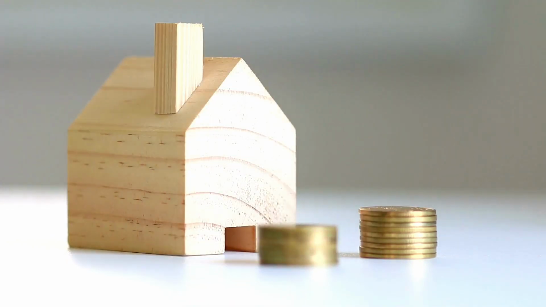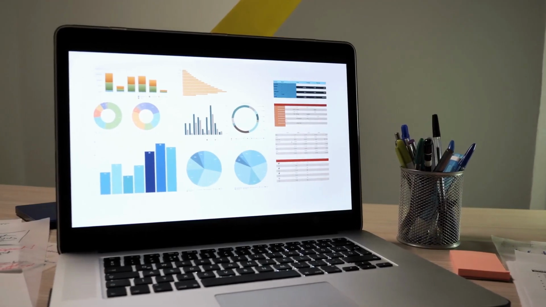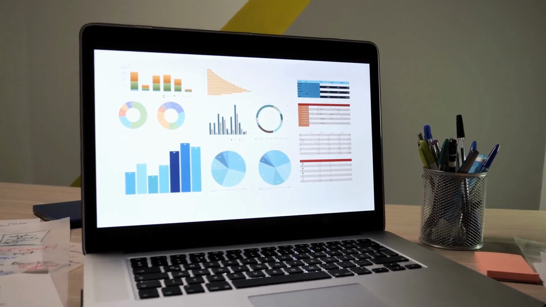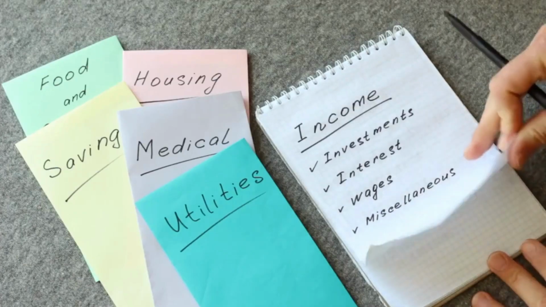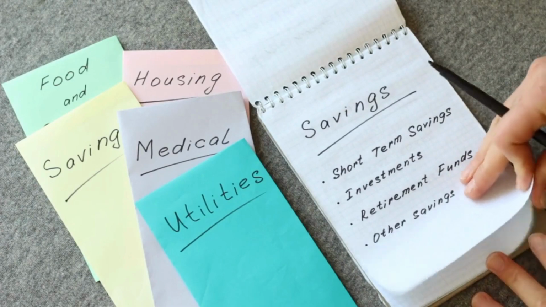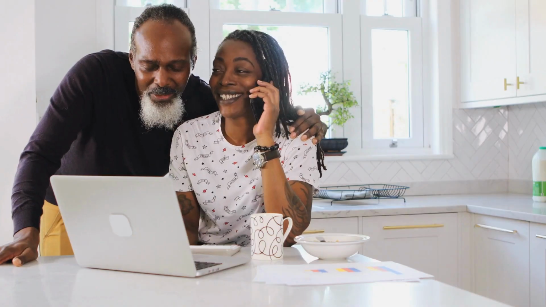Step 4. Create a plan for your assets and liabilities. The fourth step is to create a plan for your assets and liabilities. How can you grow your assets and reduce your liabilities? How can you diversify your portfolio and manage your risk?